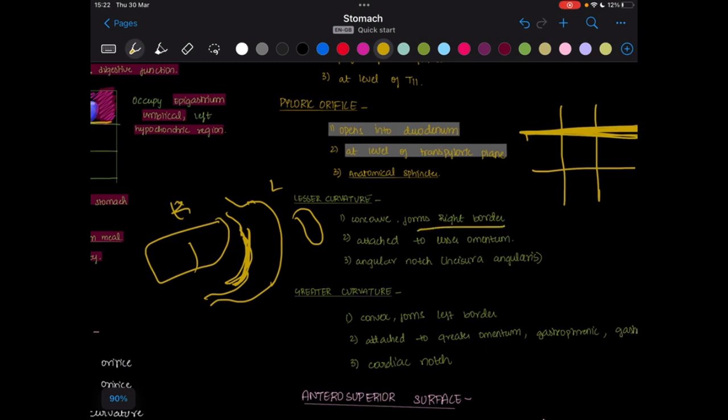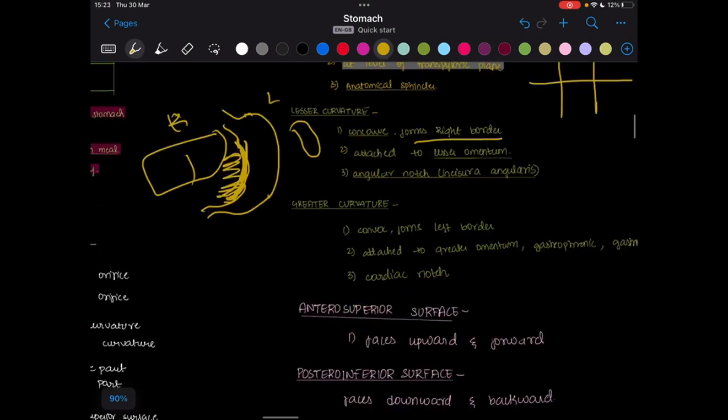It forms the right border and it is concave and it is attached to the lesser omentum, and it also has a prominent angular notch. Because of the angular notch, you are able to identify this as lesser curvature. Greater curvature, convex, and it forms a left border. It is attached to the greater omentum and it has a cardiac notch.